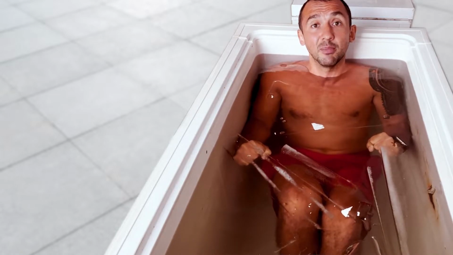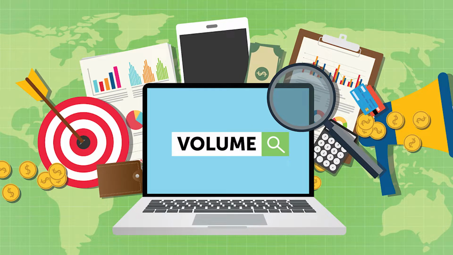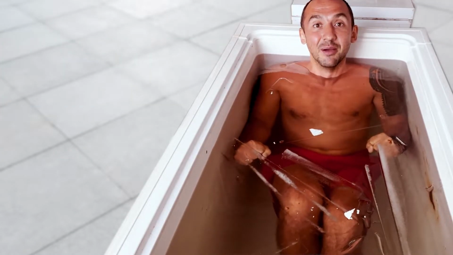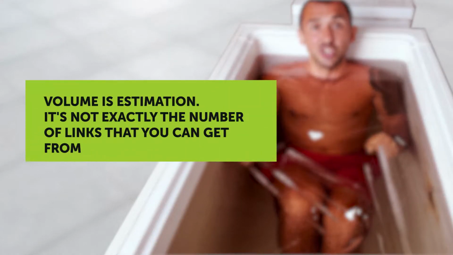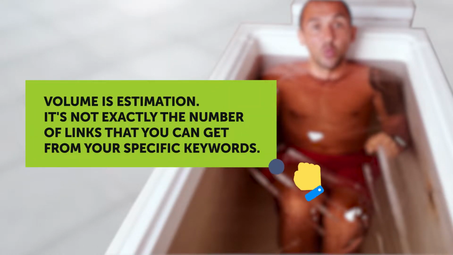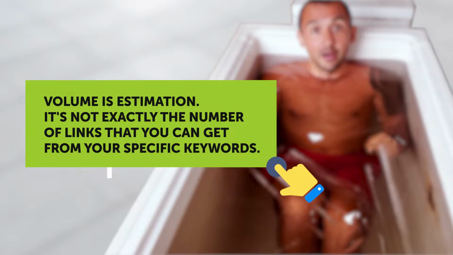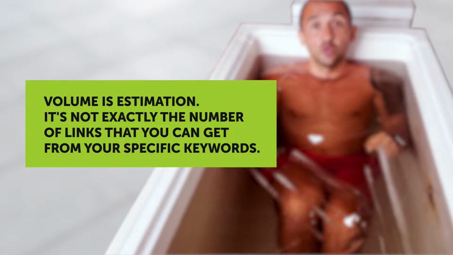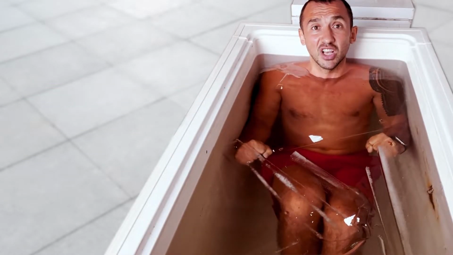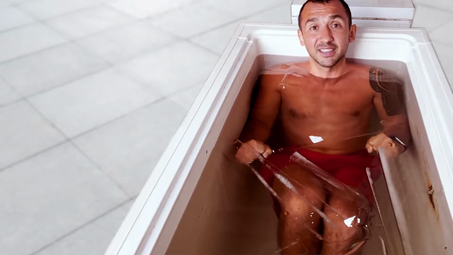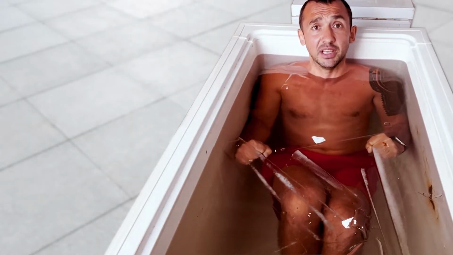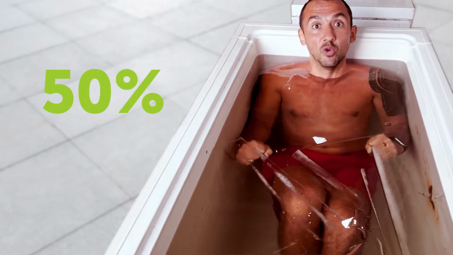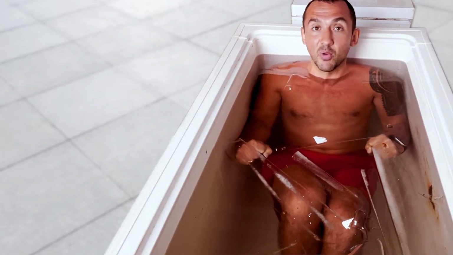The most popular metric is volume, but this metric is not only popular, it's the most confusing metric as well. I can explain why. Because volume is an estimation. It's not exactly the number of clicks that you can get from your specific keywords. And Google shares this metric just to show the past data. But some searches happen without clicks, even more than 50% of all searches don't provide any clicks.